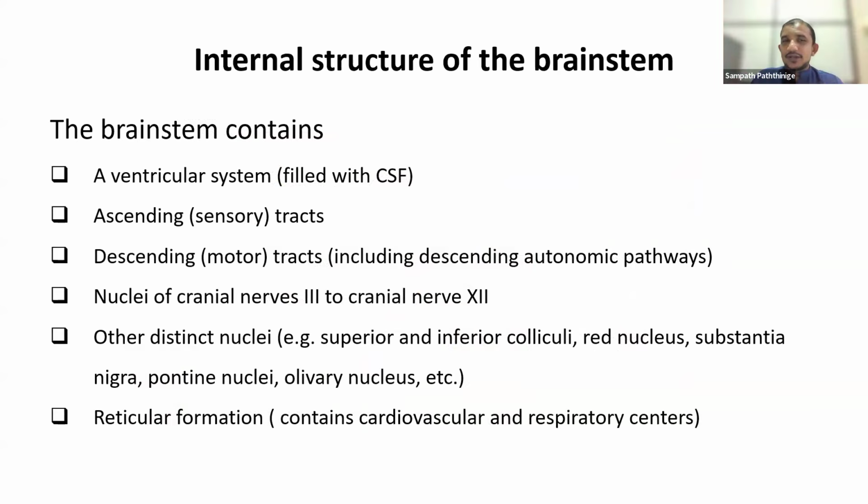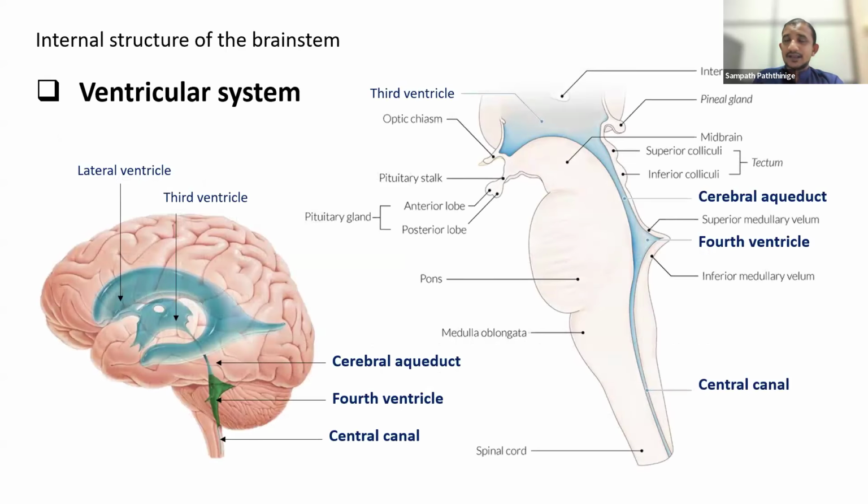A lot of additional nuclei, and generally the substance of the brainstem is filled by the diffuse set of neurons, which are known as the reticular formation. All these are important, and having knowledge about these would be important when you work out the clinical effects of the different brainstem injuries.